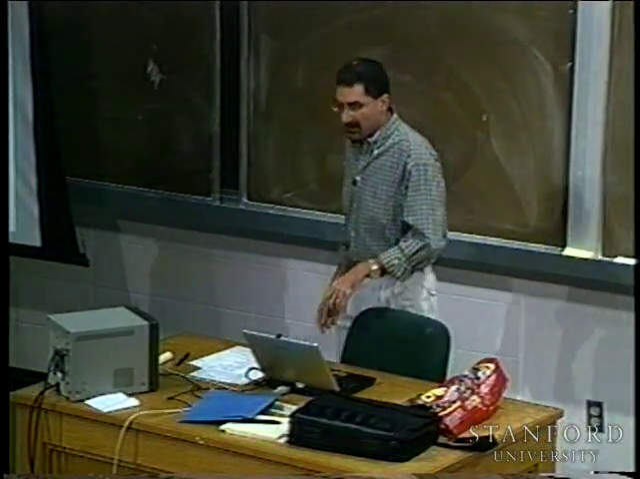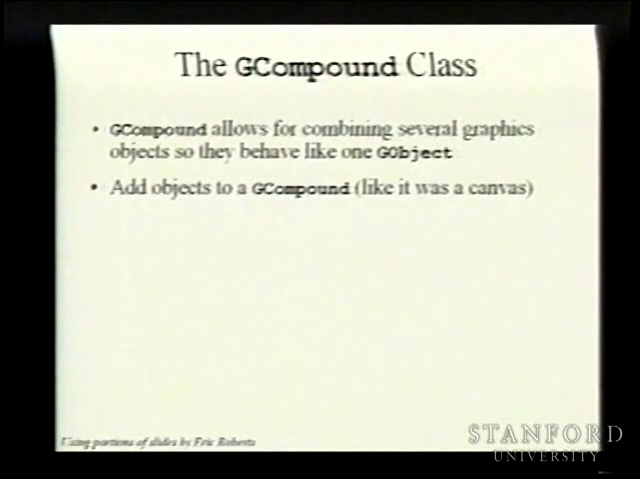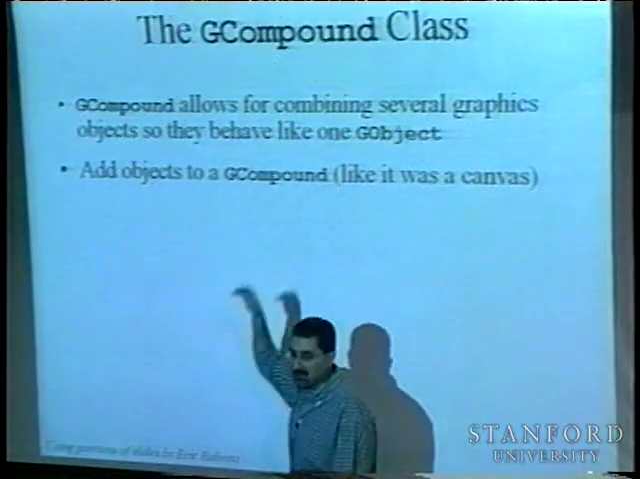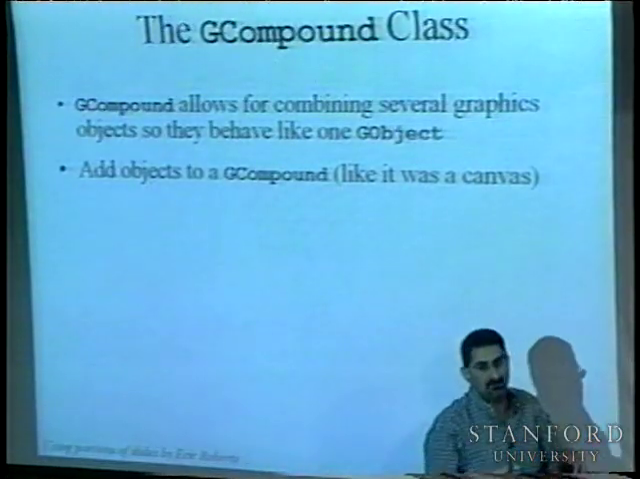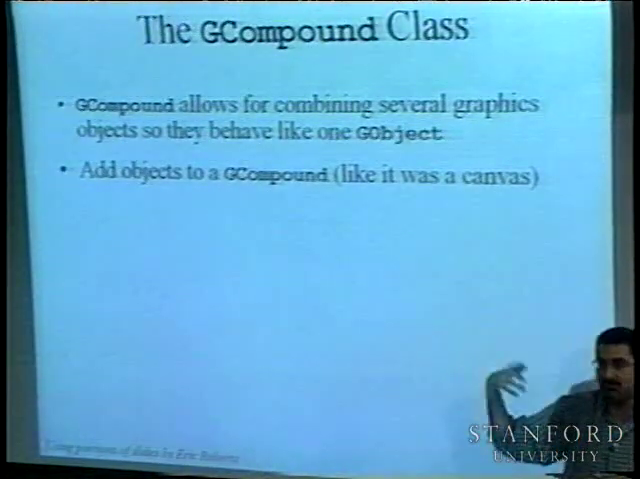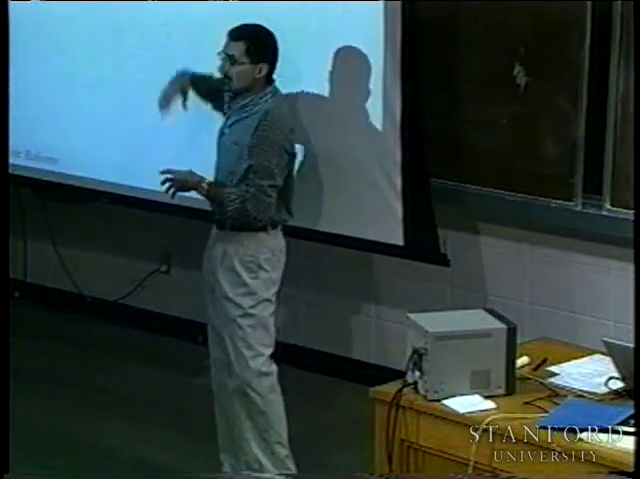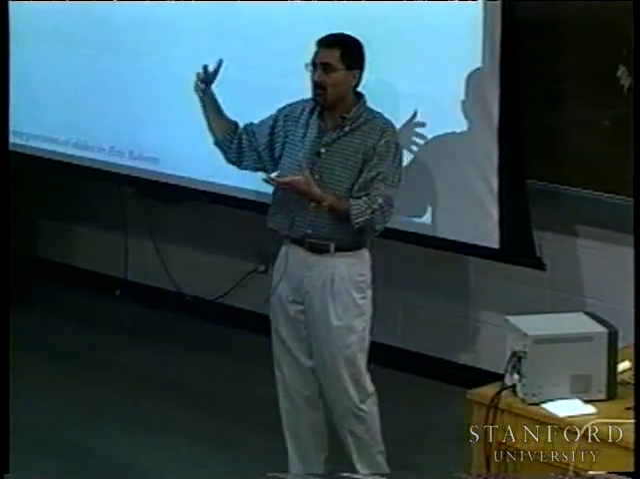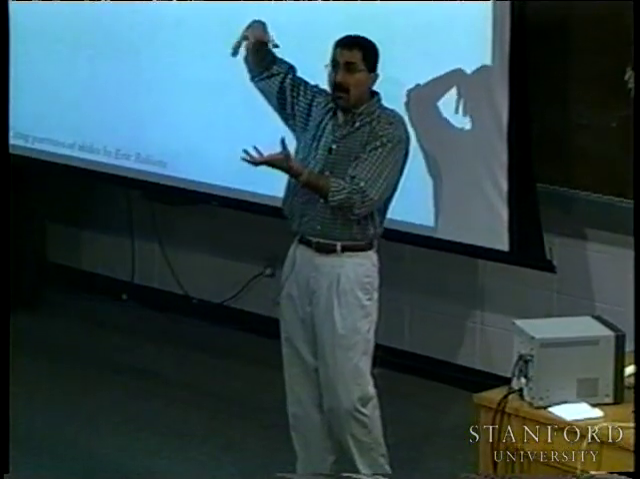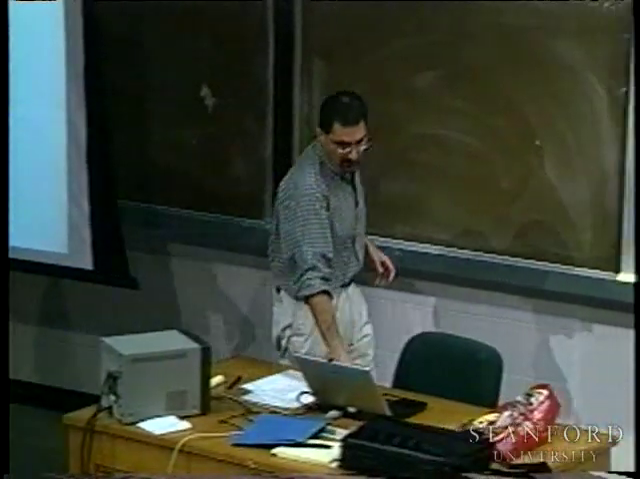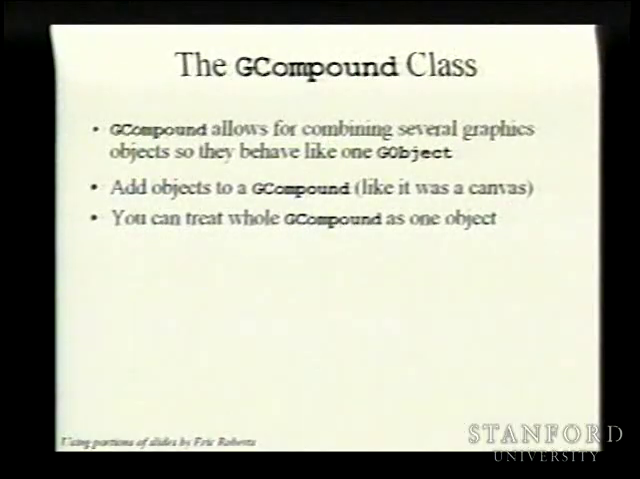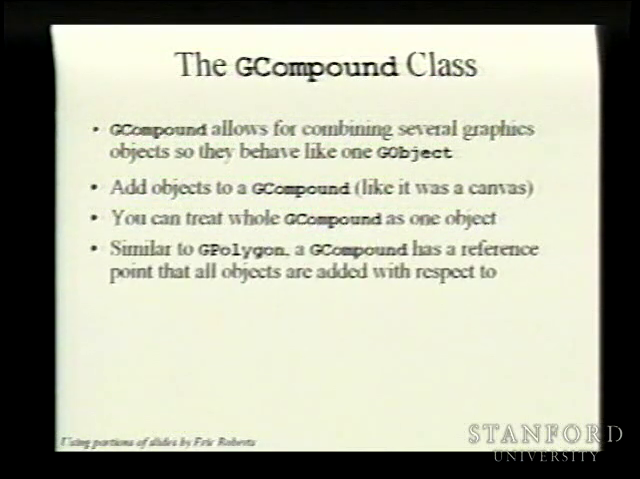Okay? So the way a G-compound works is you add objects to a G-compound just like it was a canvas. So just like you've done before where you say, I have some canvas and I put these little objects on it and it draws pictures. If I have some G-compound and I add a bunch of objects to it, I now have this compound thing that encompasses all of those objects. So you can now treat the whole compound as one object, which is the whole reason for having this. And I'll show you the example of this in just a second.